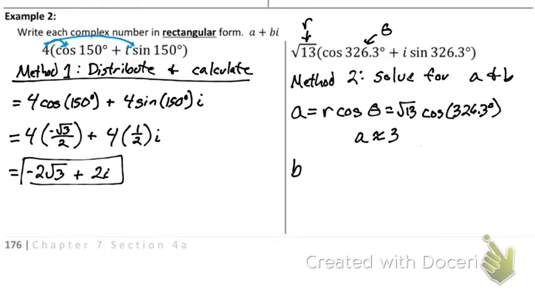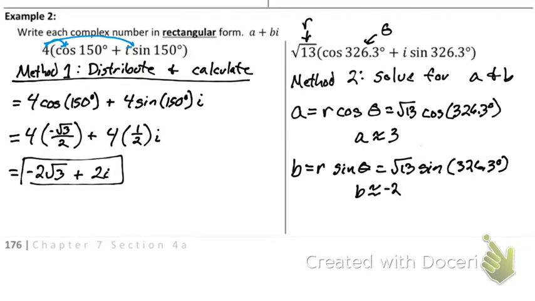Then we do the exact same thing for b. Remember, b is r times sine of theta, which is going to equal the square root of 13 times the sine of 326.3 degrees. So you're going to have b is going to be about negative 2 if you plug that in your calculator. Now this method requires you to remember it has to be the form a plus bi. So in this case, our a is 3. Our b is negative 2, so negative 2i, which is what we had above.